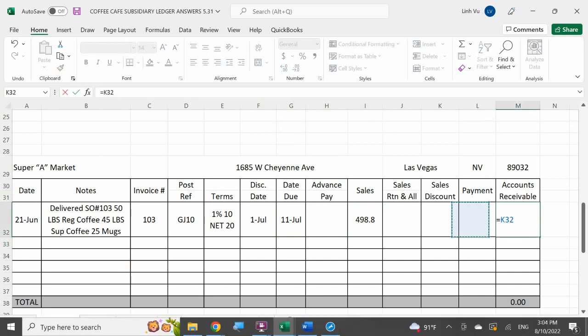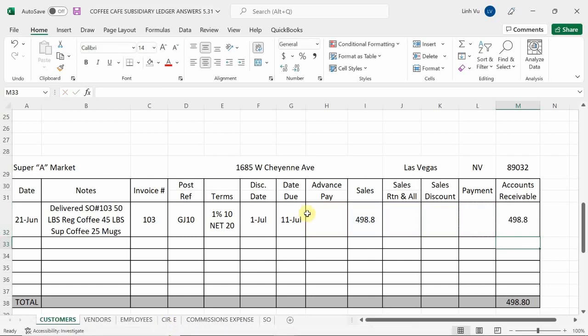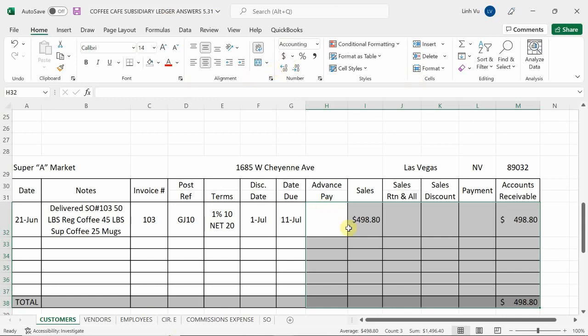Okay, so let's do the formula once again. It's sales minus advance payment, minus returns, minus discounts, minus payments, to give you your grand total amount that they owe you for that particular invoice. Good.